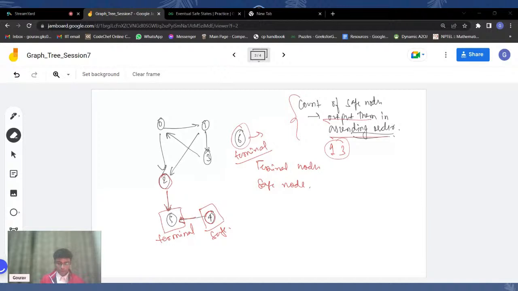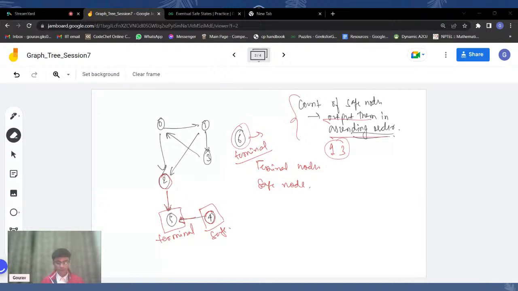So we have to list down all the safe nodes. All the safe nodes are 2, 4, 5 and 6, and we have to return this as the answer. Before we return, we have to make sure that this is in ascending order as well. So this will be our output array.